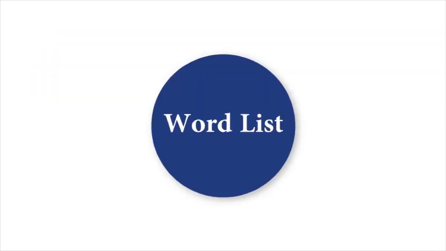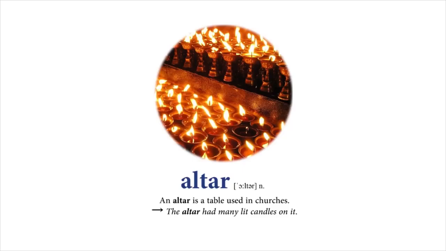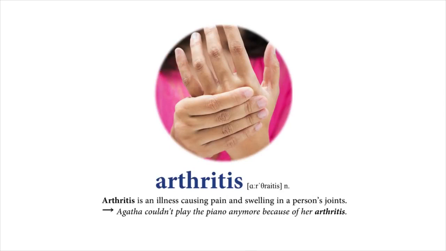Unit 7. Word list. Altar. An altar is a table used in churches. The altar had many lit candles on it. Arthritis. Arthritis is an illness causing pain and swelling in a person's joints. Agatha couldn't play the piano anymore because of her arthritis.